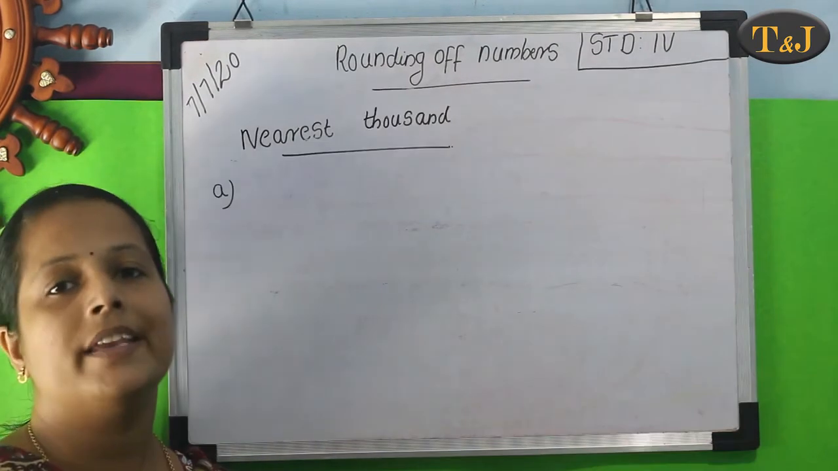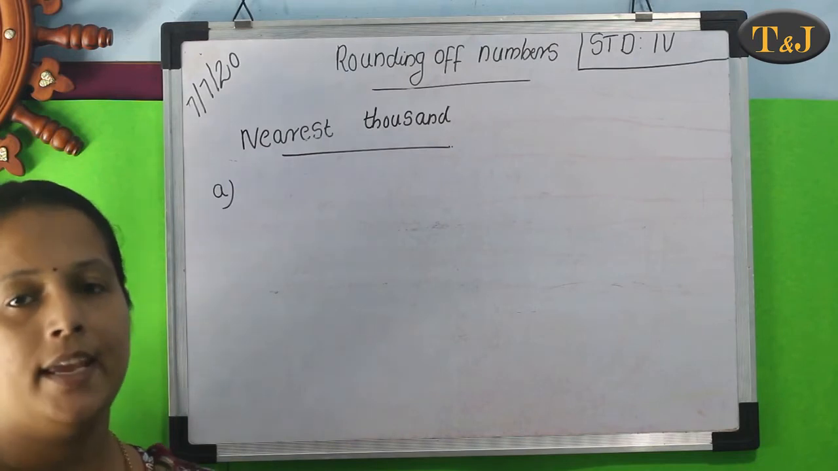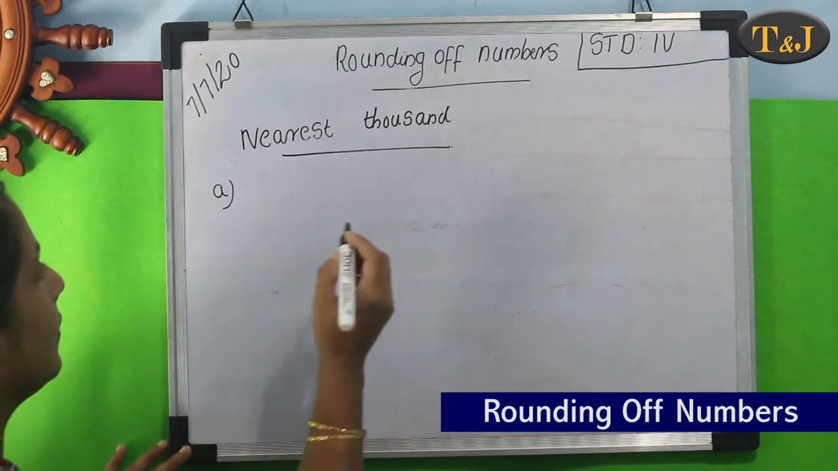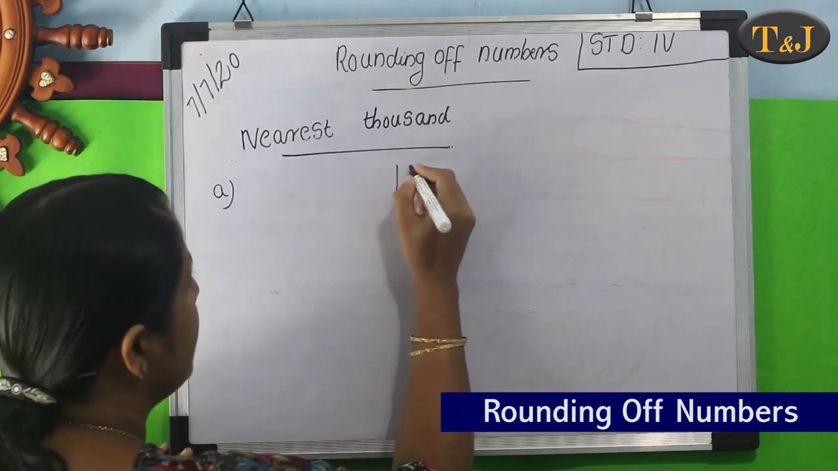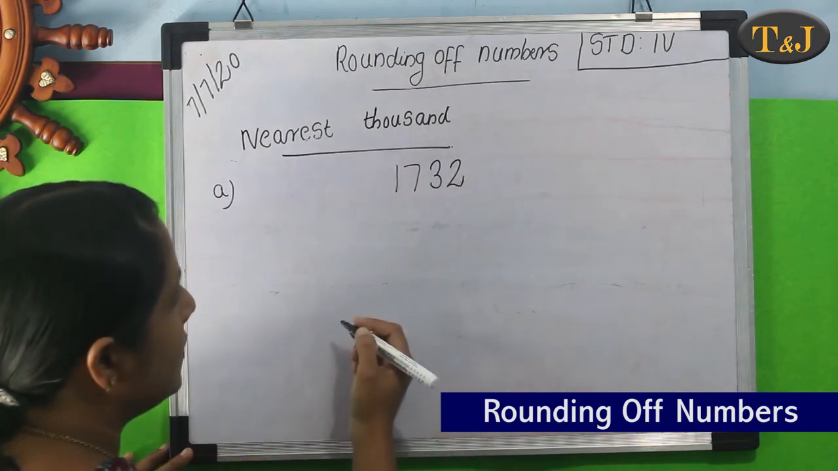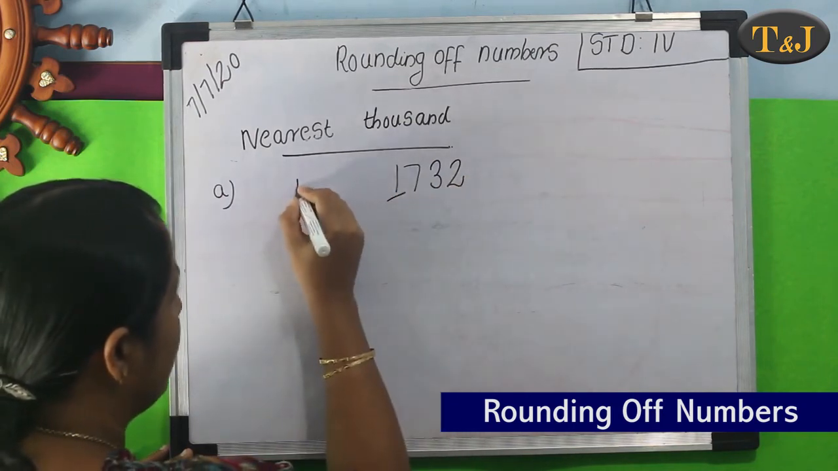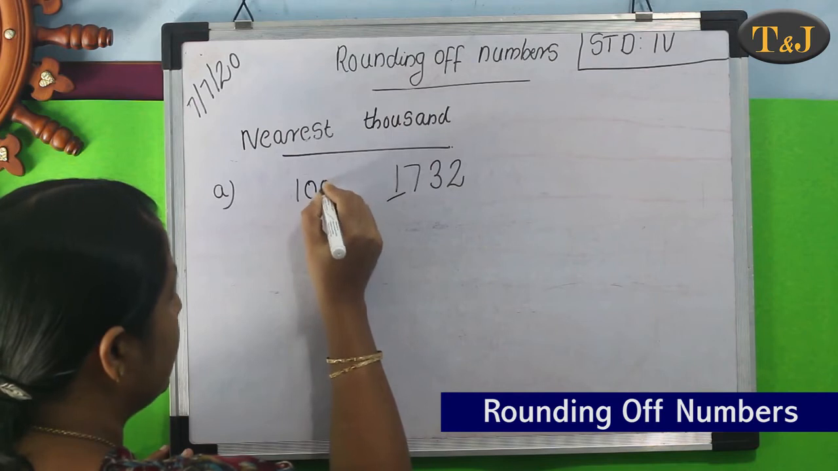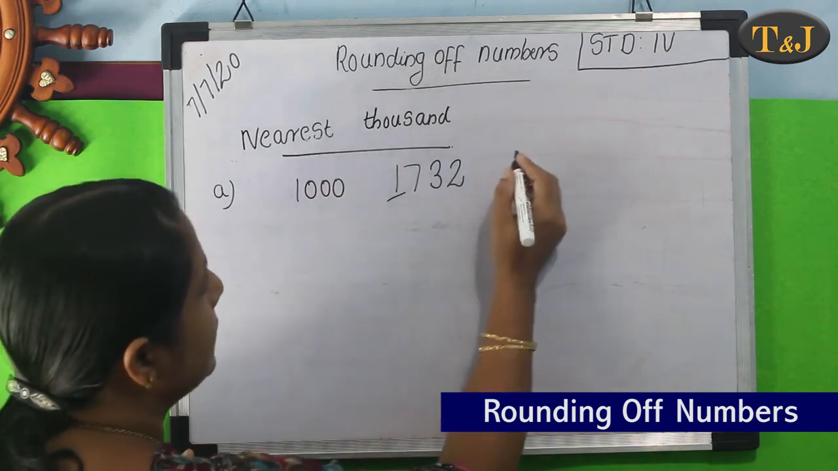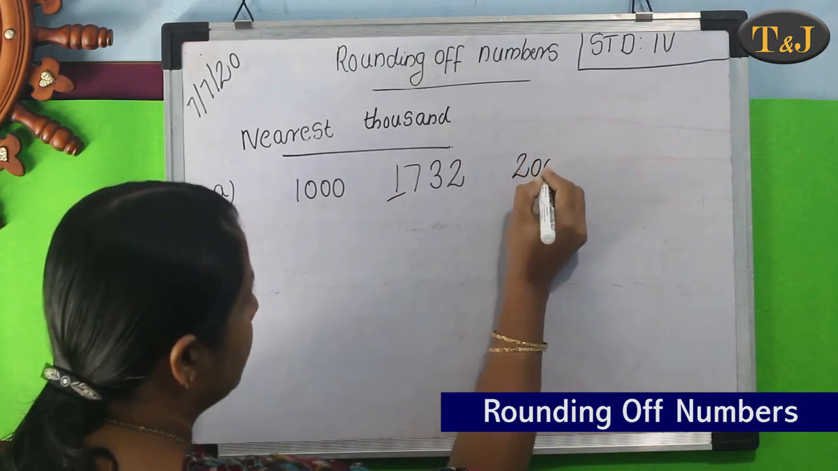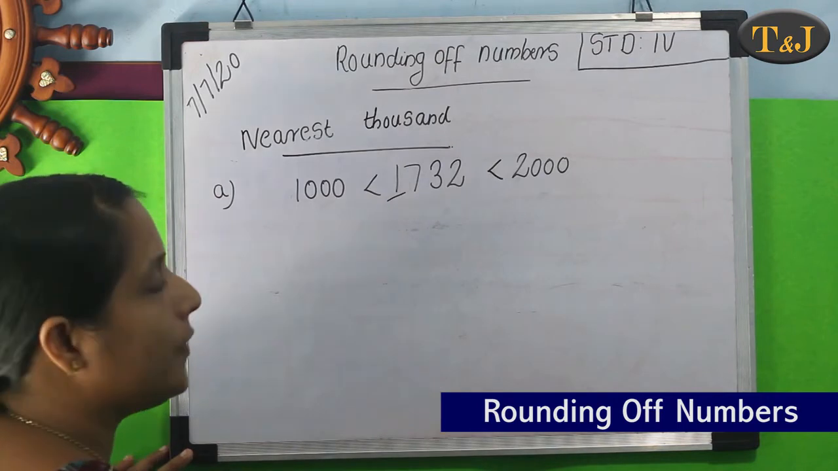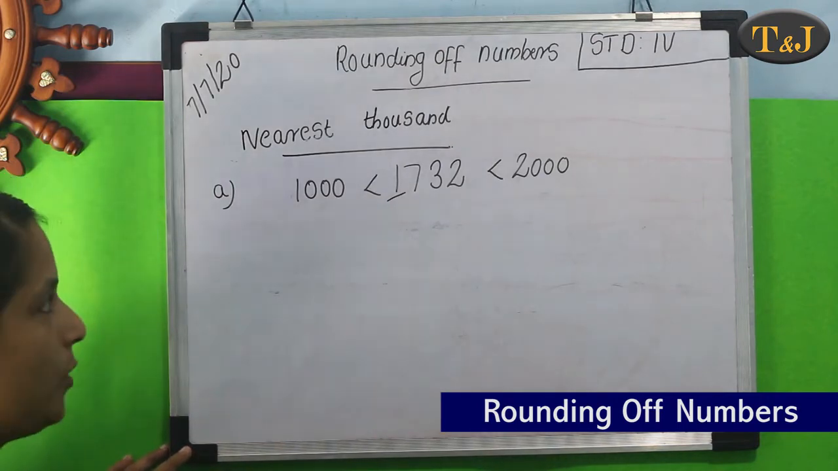Okay. Our next topic is nearest 1000. I will explain with the help of an example. Consider the number 1732. Here our first number is 1. So we write 1 and put 3 zeros because it is the case of nearest 1000. Adding 1000 to this number, we get 2000. So 1732 lies between the numbers 1000 and 2000.